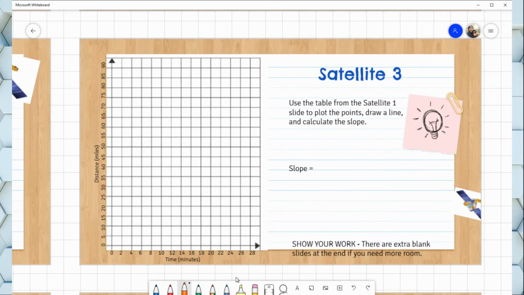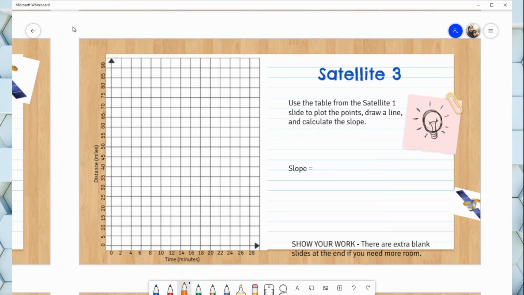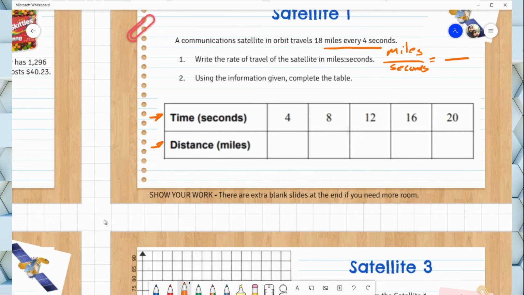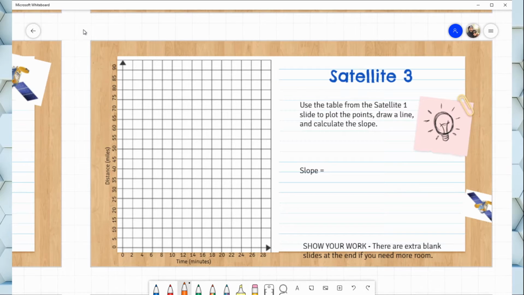Then you're going to use the table from satellite 1 slide, which is back here. You're going to use this table to graph points and draw a line and then calculate the slope. Your x-axis is time in minutes. Your y-axis is distance in miles. I know it's a little tricky to see. I did try to darken these lines, but your origin is located right here. So this is your x-axis, and this is your y-axis.